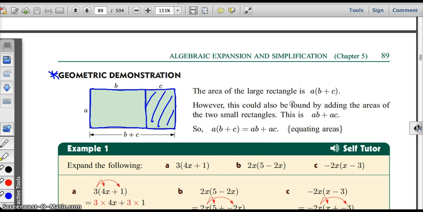Okay? So the area of the large rectangle is A times (B plus C), that being the total length. Now for some of you that will be okay, you'll find that easy enough to understand. This could also be found by adding the areas of the 2 small rectangles, and this is AB plus AC. So either way, they equate to each other, those 2 sides.